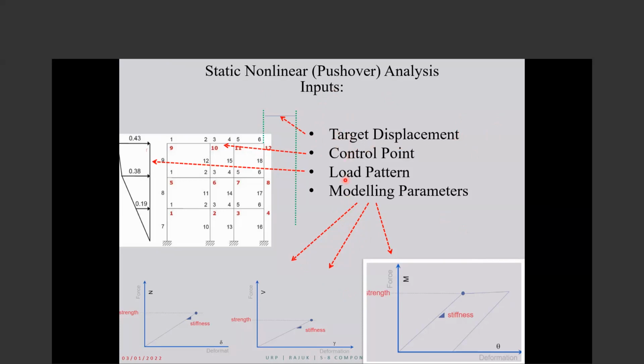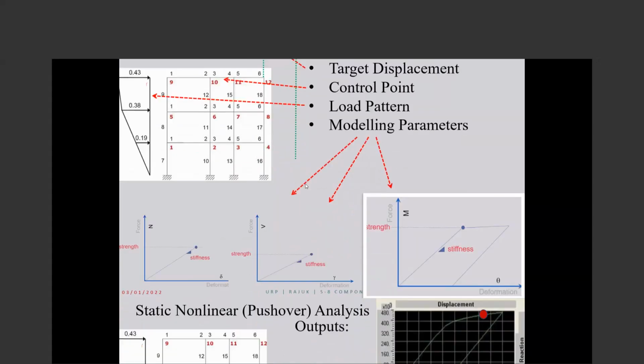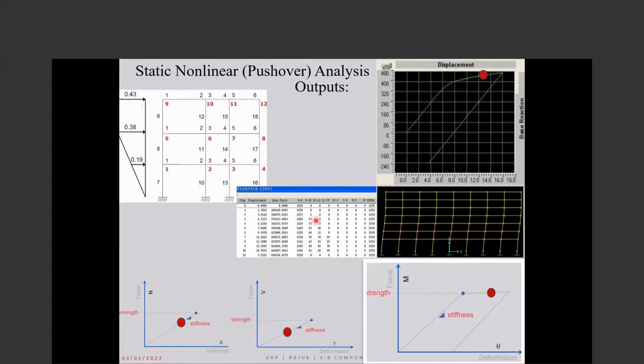Control point is known. Load pattern is given by the code. And the modeling parameters also depend on the properties of the element, what is given by the code. The general approach will be by using those inputs. Now we have force control actions.